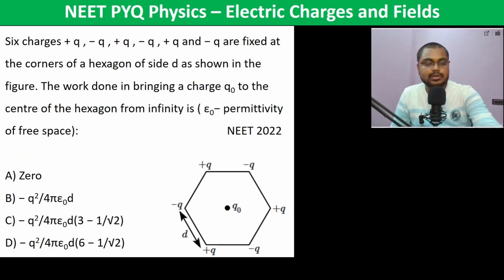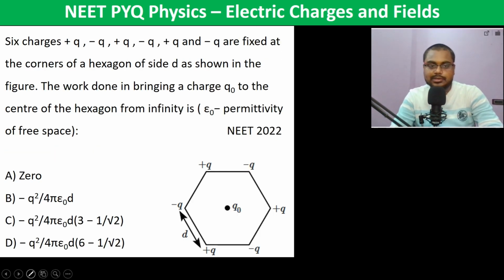Thank you. 6 charges are fixed at the corners of a hexagon of side b as shown in the figure. The work done in bringing a charge q naught to the center from infinity.